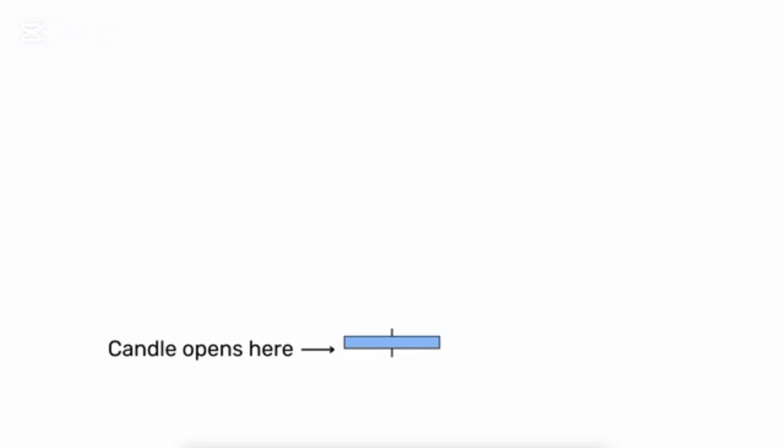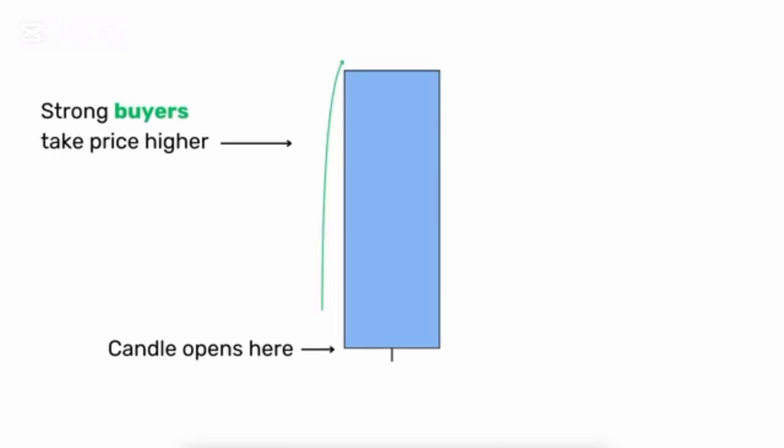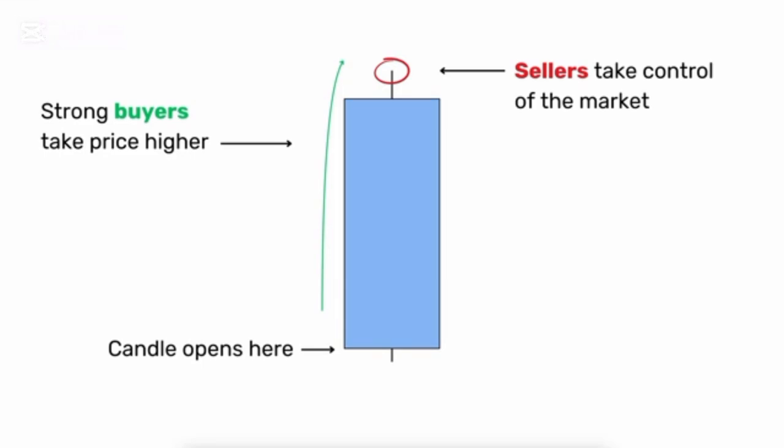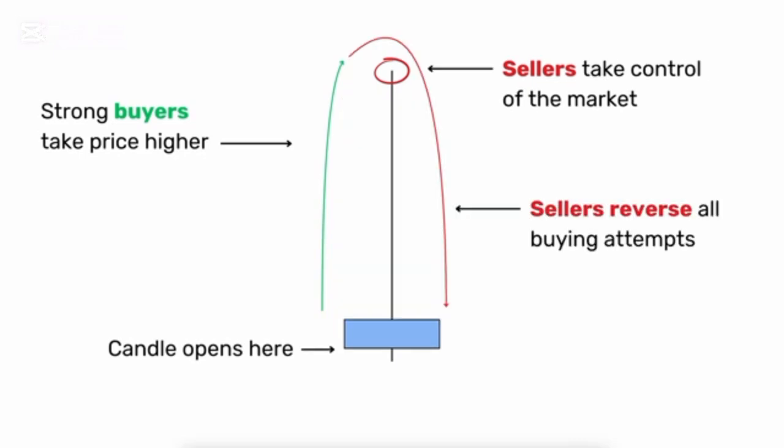So here's an example of how a control shift candle forms and what it means in real time. The candle opens here. We see a drive to the upside, which is strong buyers taking price higher. But then we start to see sellers taking control of the market. And before the candle closes, we see the sellers reverse all of the buying attempts, taking the market back down to close around where it opened.